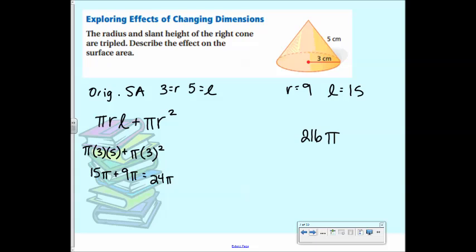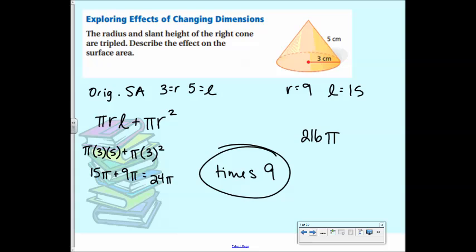So what do you have to do? Yes, how much it was multiplied by, right? So what do you multiply 24 by to get 216? How can you figure that out? Divide. Divide 216 by 24, and you get times 9. All right, so the effect of tripling the slant height and the radius means that the entire surface area is multiplied by 9.